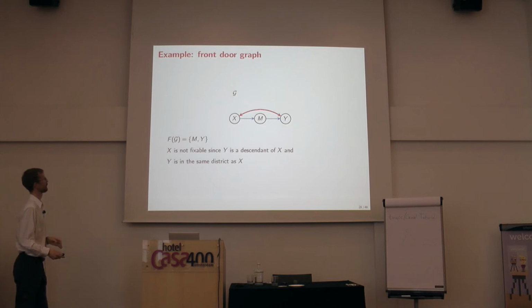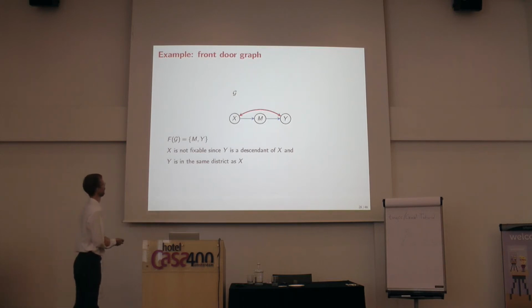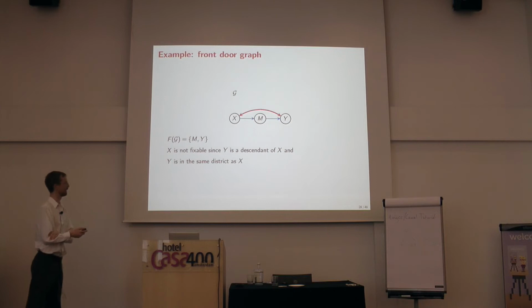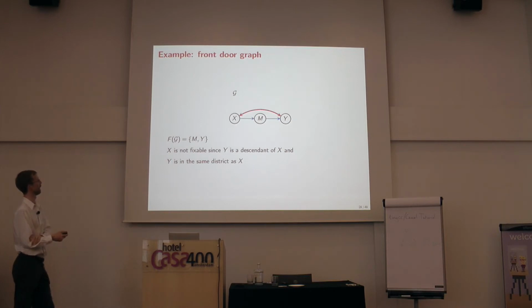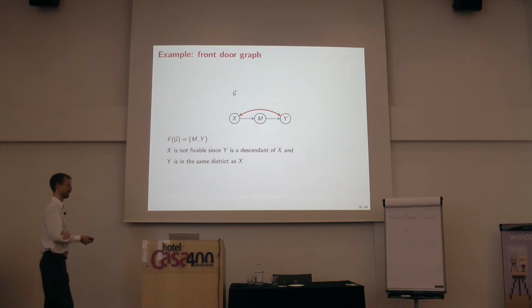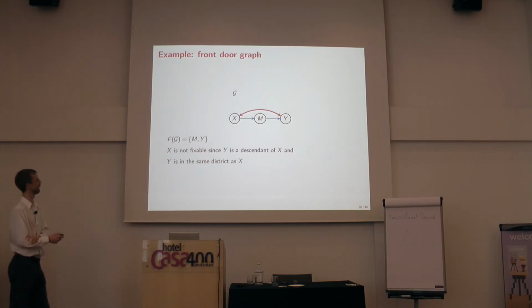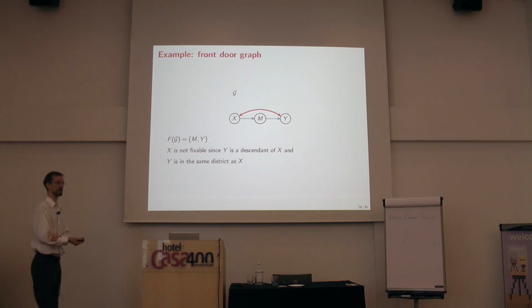Okay, so let's look at some examples. Here was this front door graph that we looked at. Here, the fixable vertices are M and Y. Why is that? Y has no descendants at all, so it's obviously fixable. M has some descendants, but there's nothing else in the same district as M, so both M and Y are clearly fixable. X, on the other hand, is not fixable because Y is a descendant of X and Y is in the same district as X.